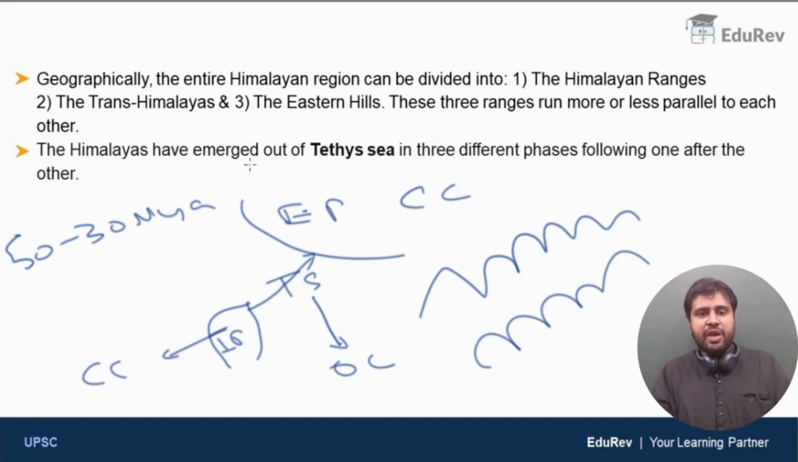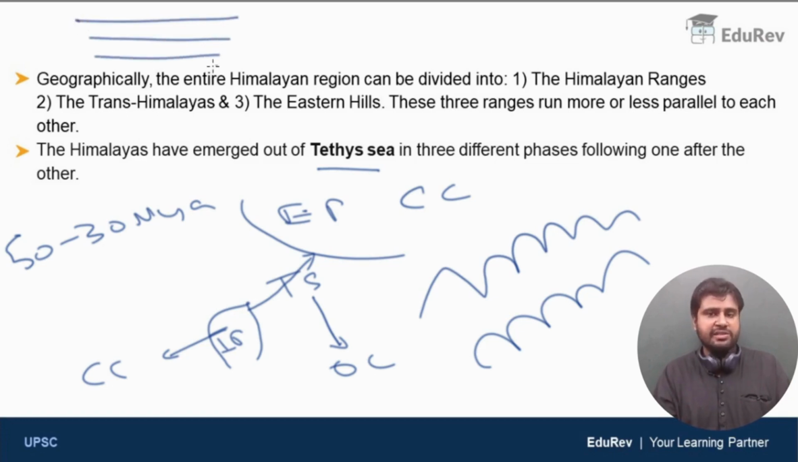The Himalayas have emerged out of the Tethys Sea. Now, geographically, the entire Himalayan region can be divided into three parts: the Himalayan ranges, the Trans-Himalayas, and the Eastern Hills. These three ranges run more or less parallel to each other. Okay, so we have three parallel ranges of Himalayas: the Himalayan ranges, the Trans-Himalayas, and the Eastern Hills. These are more or less parallel to each other like this.